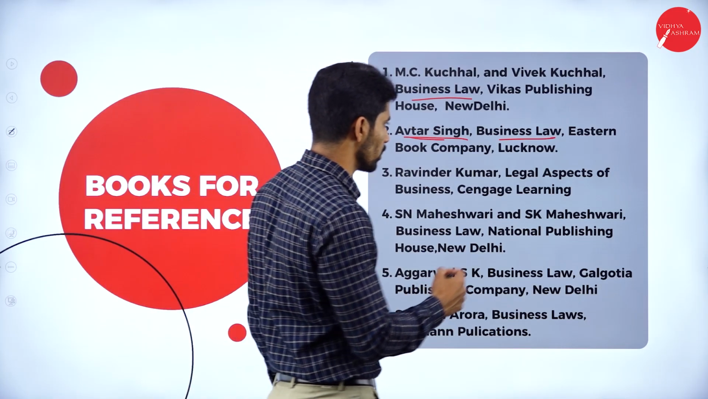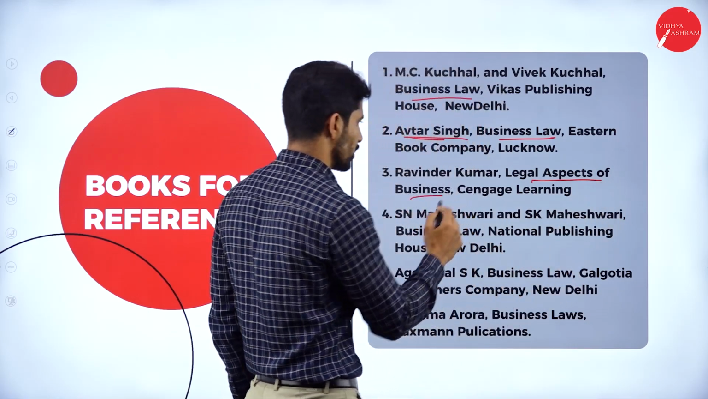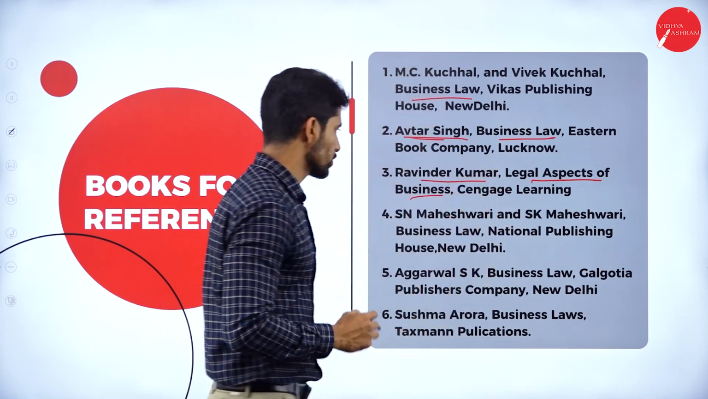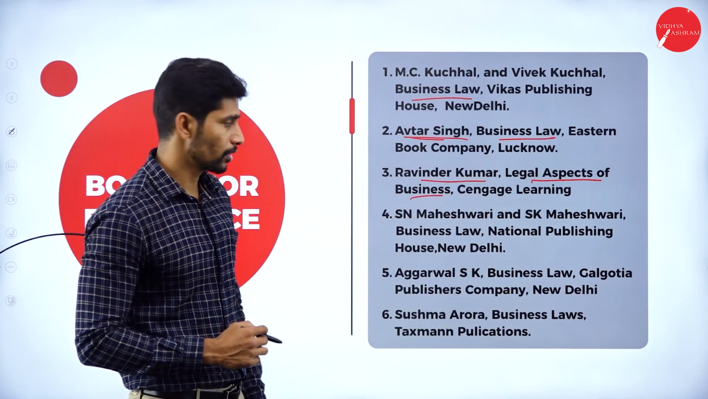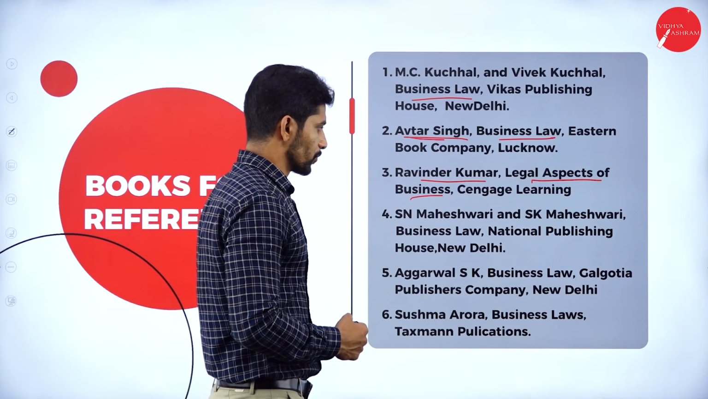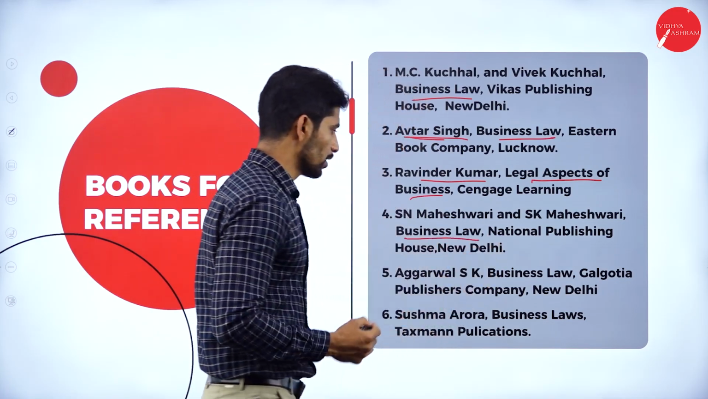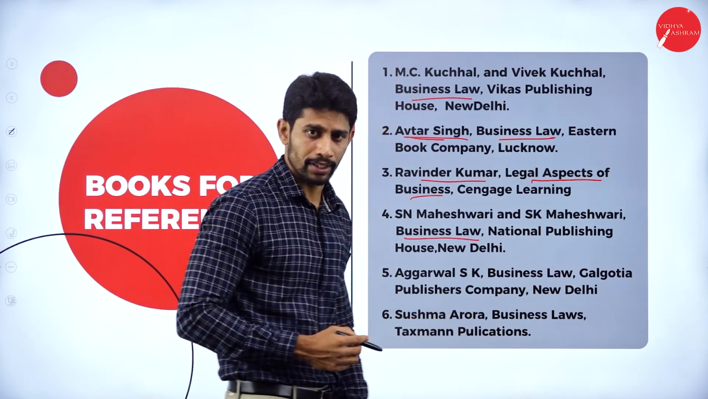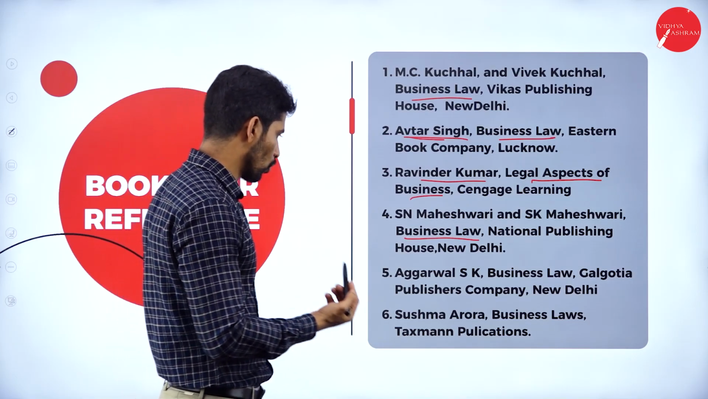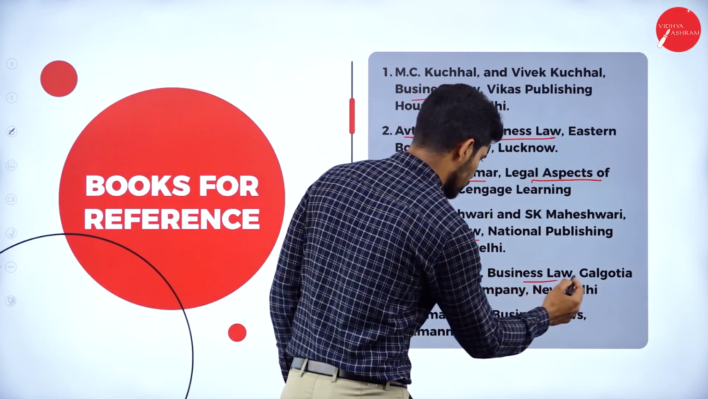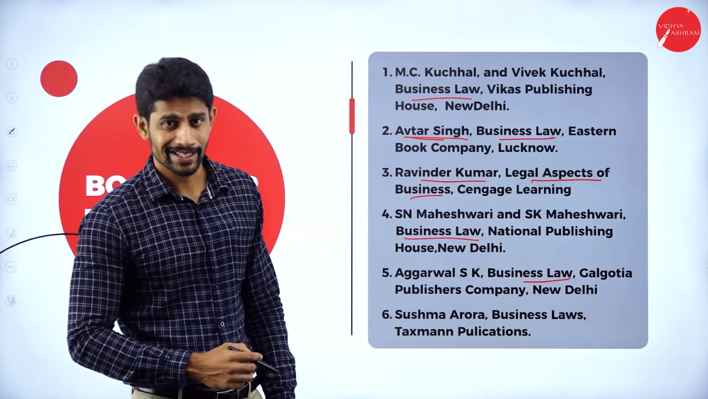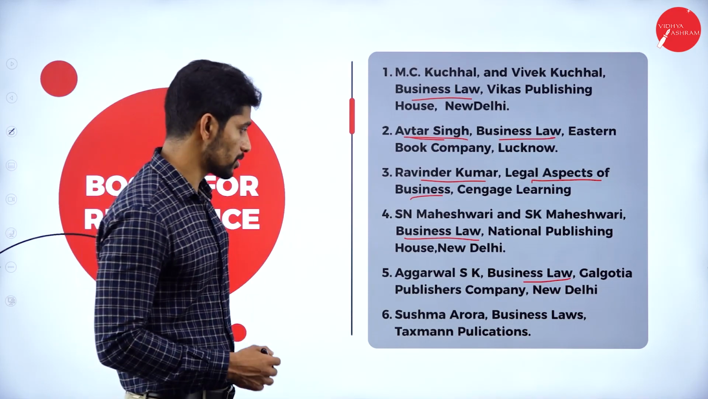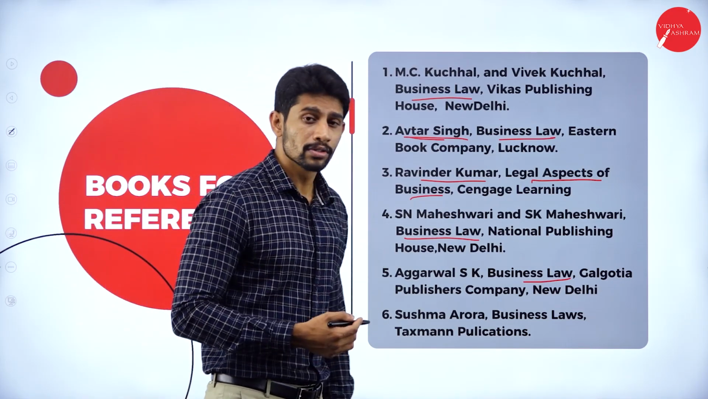Next, the book name is Legal Aspects of Business. The author of the book is Ravinder Kumar. Next one, the name of the book is Business Law, written by S.N. Maheshwari and S.K. Maheshwari. So this one also you can refer to for more knowledge. Next one, the book name Business Law, written by S.K. Agarwal. Next one, Sushma Arora. The book name is Business Law, written by Sushma Arora.